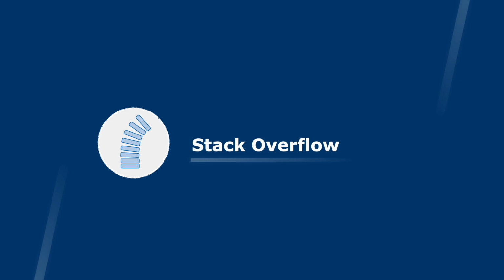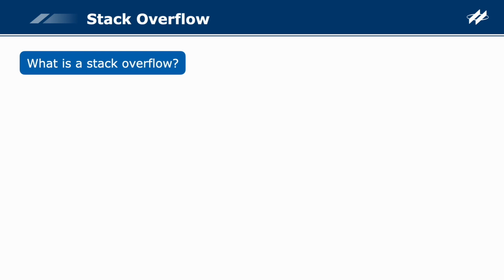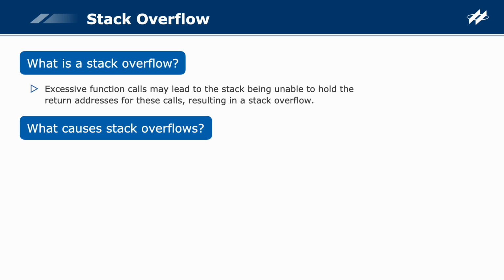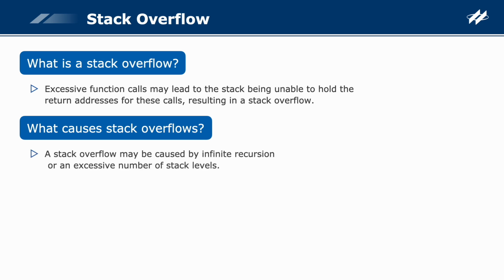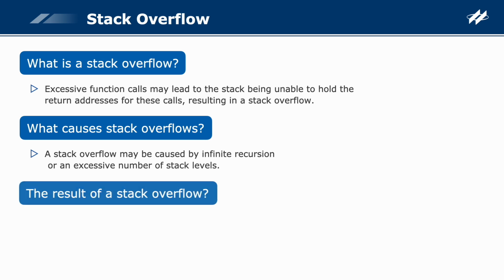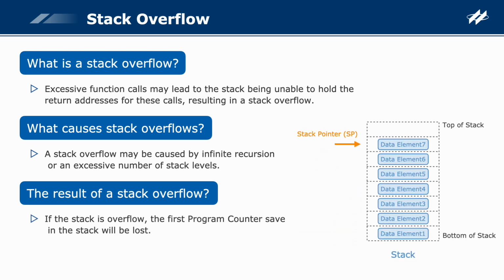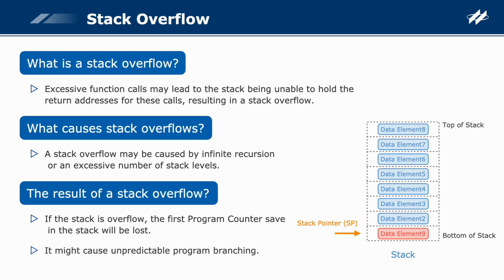Stack Overflow. What is a stack overflow? Excessive function calls may lead to the stack being unable to hold the return addresses for these calls, resulting in a stack overflow. What causes stack overflows? A stack overflow may be caused by infinite recursion or an excessive number of stack levels. The result of a stack overflow? If the stack overflows, the first program counter saved in the stack will be lost. It might cause unpredictable program branching.